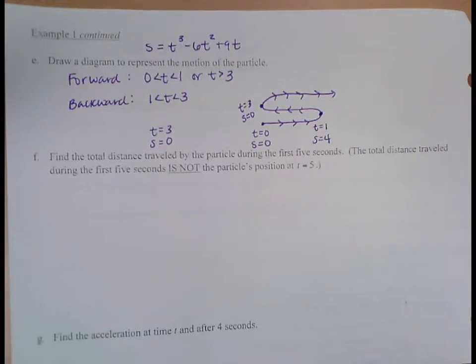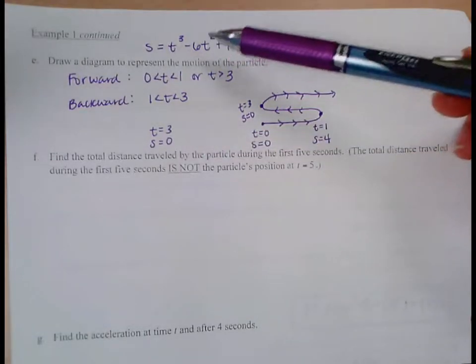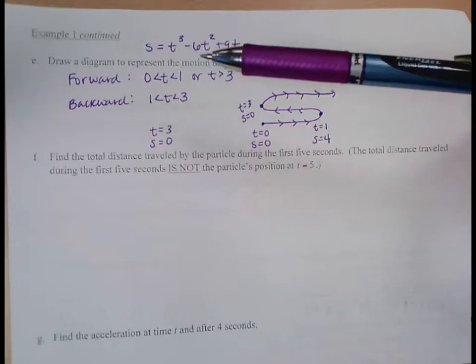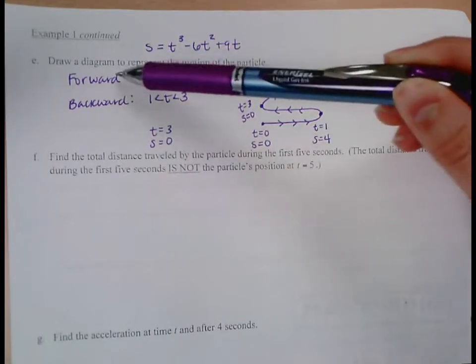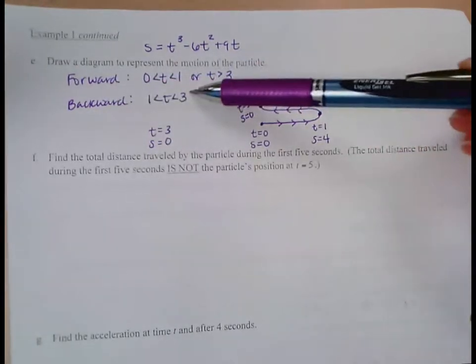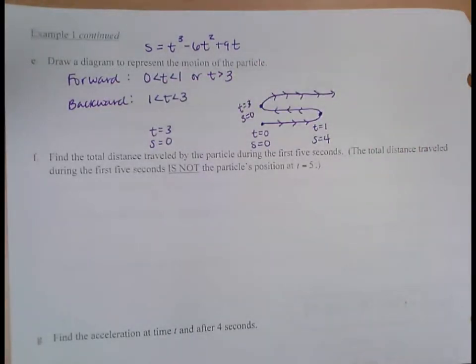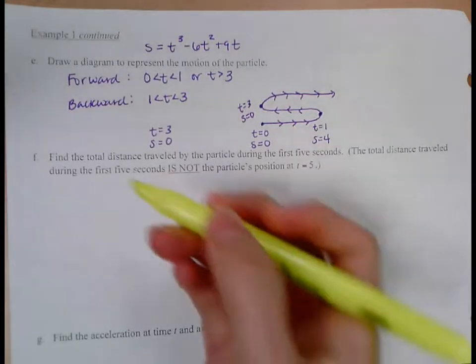So are there questions on making that diagram or thinking through the diagram? Yes. And again, I know we're breaking this example up from Friday, but this we had found in the previous parts of the problem, so it's all building too. And then in part F, it says find the total distance traveled by the particle during the first 5 seconds.